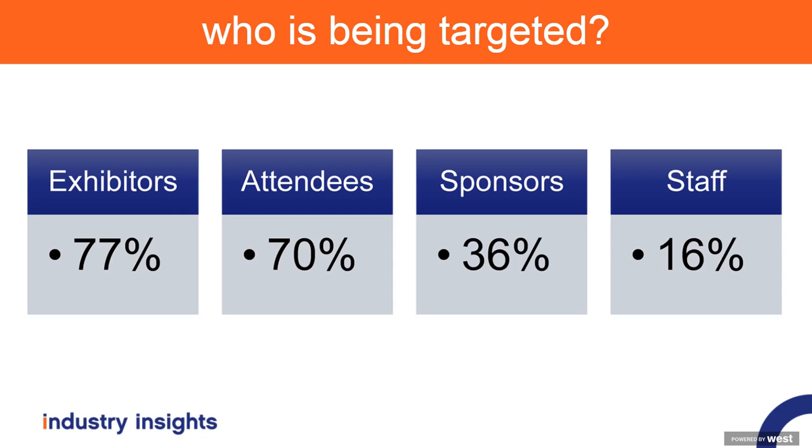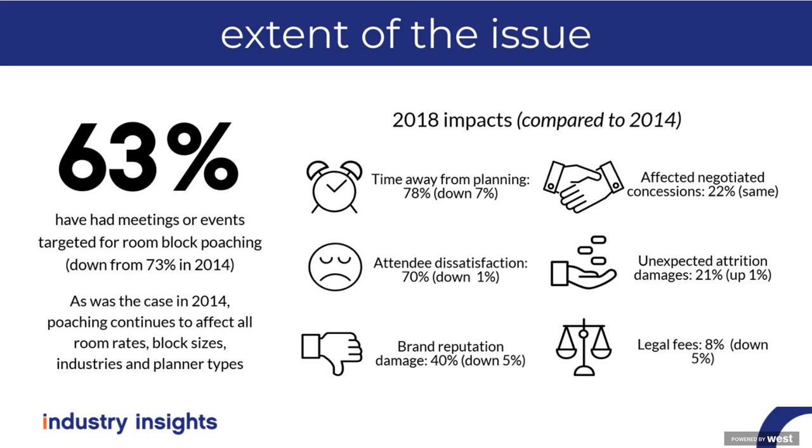77% of the people affected are exhibitors and attendees, right? We began a little text chain here discussing who has been affected and who hasn't. This information gives us a clearer snapshot of what we have. 63% of our meetings were targeted for room block poaching. It affects all room rates, all block sizes, all industries, and all planner sizes.